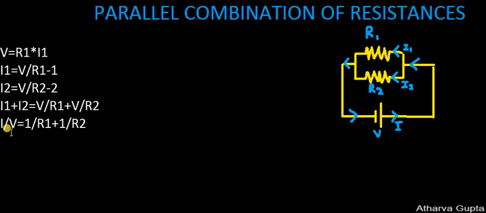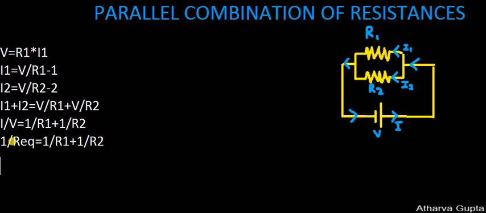And if we talk about the value of I upon V, we know that V upon I is equal to R, which is a constant from Ohm's law. So I upon V can be written as 1 upon R, and to simplify it a bit we can write R equivalent of the whole circuit, which is equal to 1 upon R1 plus 1 upon R2.